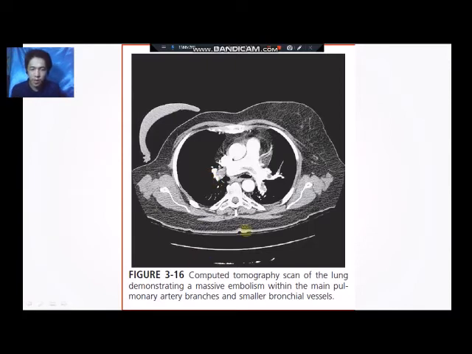And then this is a CT image. This is the left ventricle of the patient. This is the right ventricle going towards the pulmonary artery. This is the pulmonary artery.